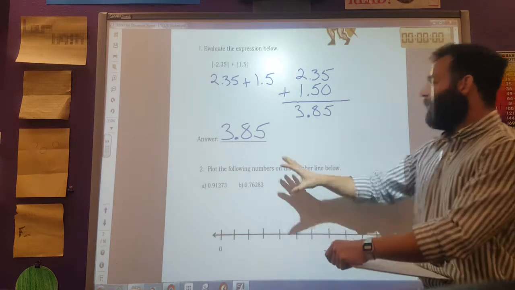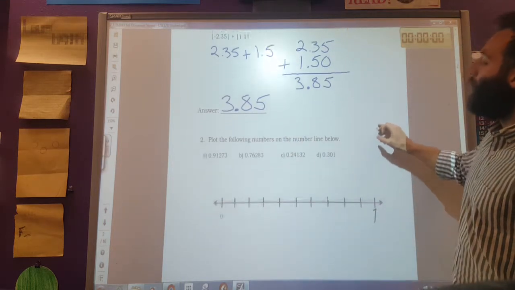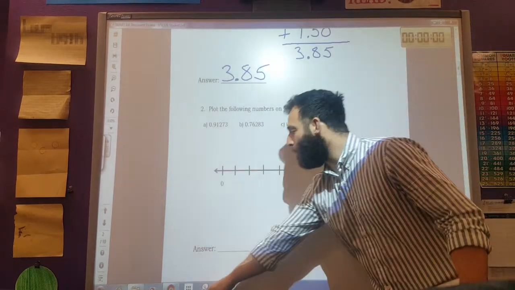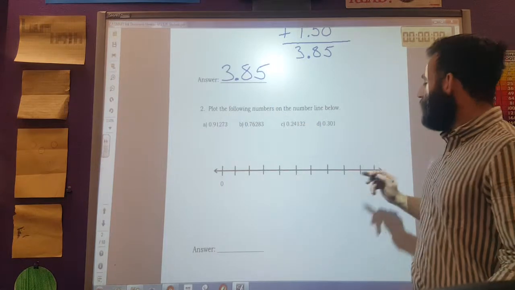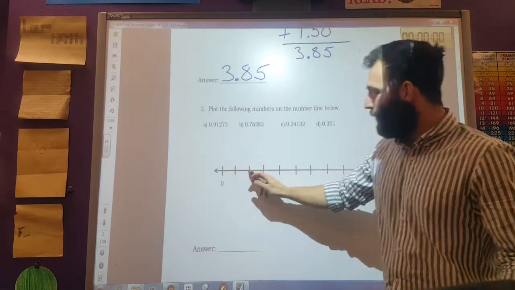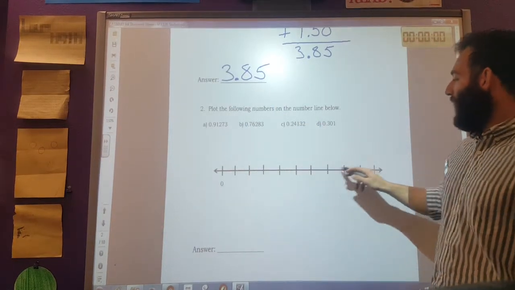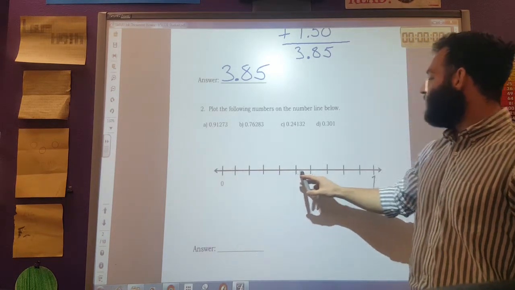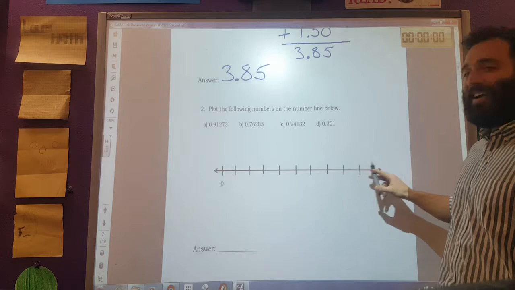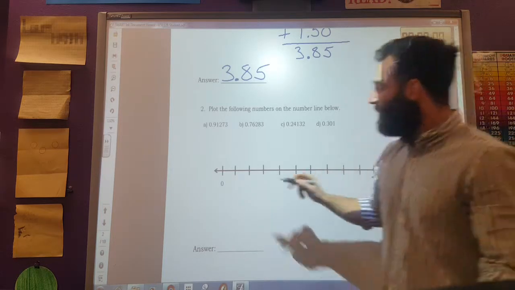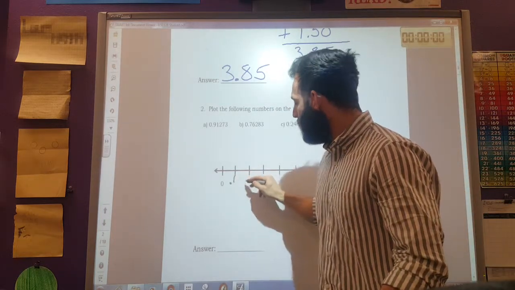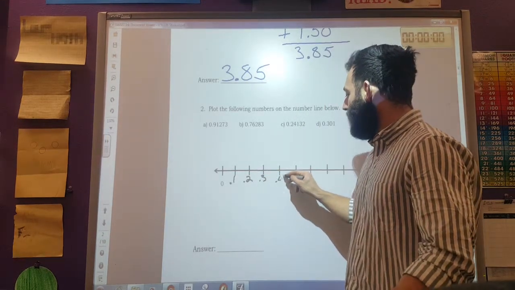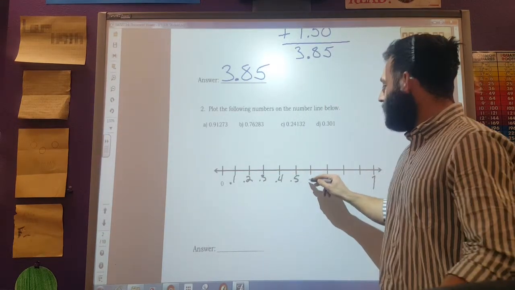Now number 2 is asking you to plot the numbers on the number line below. I have A, B, C, and D. Now if you were like me, the first thing you did was figure out what these hash marks stood for. And if you count them, 1, 2, 3, 4, 5, 6, 7, 8, 9, 10, you would see that each of these is worth 1 tenth. So that's what I'm going to do. I'm going to fill in my number line with tenths.